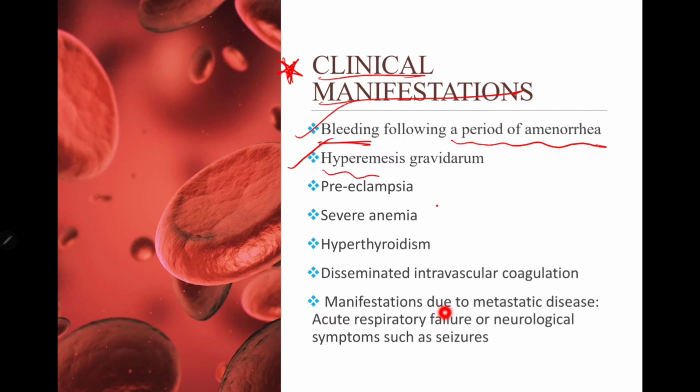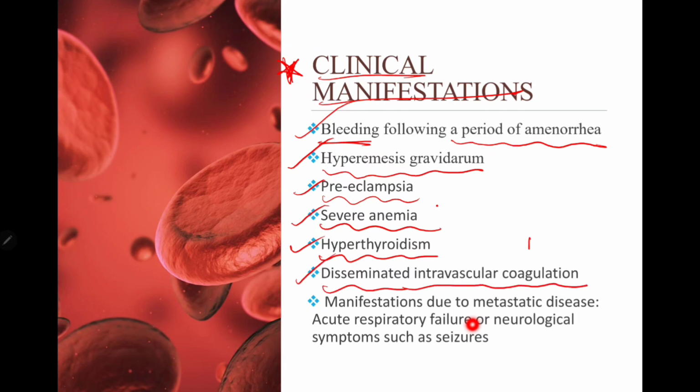The next is hyperemesis gravidarum. Hydatidiform mole patients can present with hyperemesis gravidarum. Then preeclampsia. Preeclampsia is a clinical manifestation. Severe anemia. So in molar pregnancy there is going to be bleeding following a period of amenorrhea, hyperemesis gravidarum, preeclampsia, severe anemia, hyperthyroidism, disseminated intravascular coagulation, DIC. Okay, and manifestations due to metastatic disease.